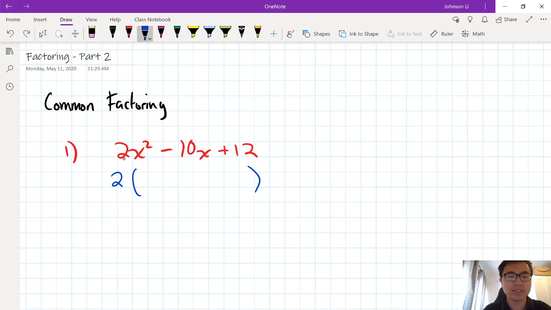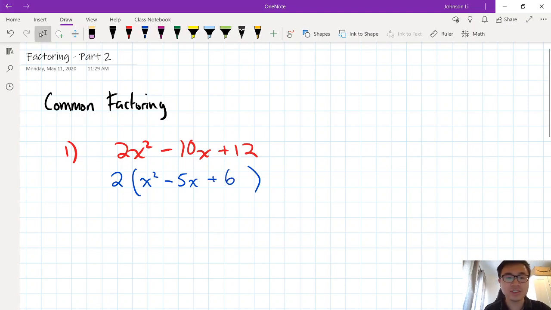Okay, so 2x squared, if I divided out that 2 and pulled it out, now it becomes an x squared. Okay, now I have to divide that -10 by a 2. -10 divided by 2 is -5. Don't forget the x because it's carried over. What's 12 divided by 2? 12 divided by 2 is 6, so I put a +6 here.